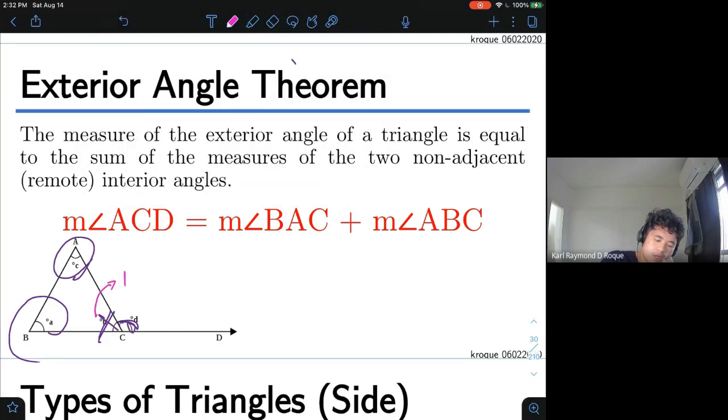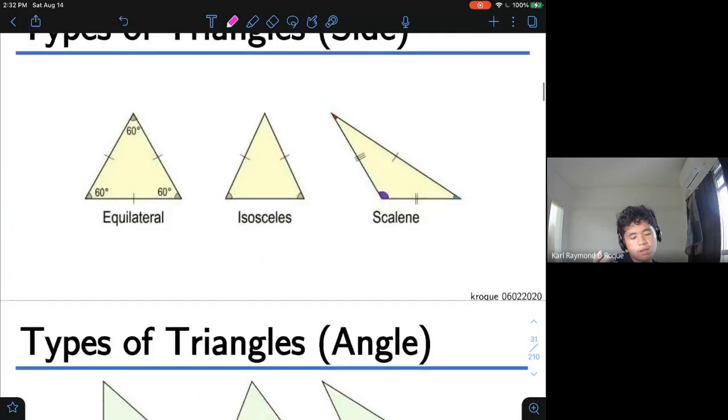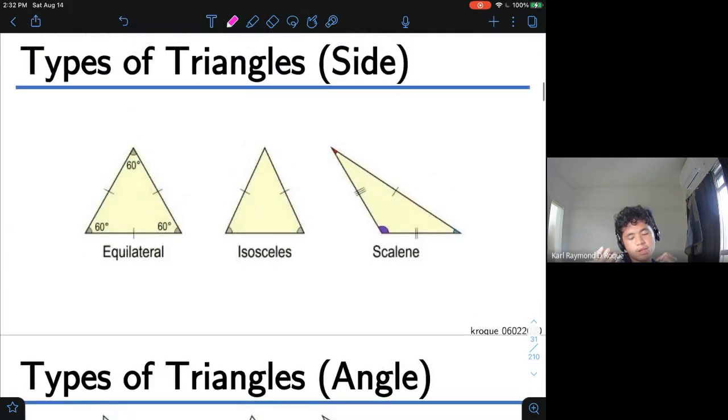This B is 180 minus A plus C. The D, plus 180 minus A plus C equals 180. D equals A plus C. Sorry, I just used the letters so we can be quick. There. Next. There are two ways to classify triangles.